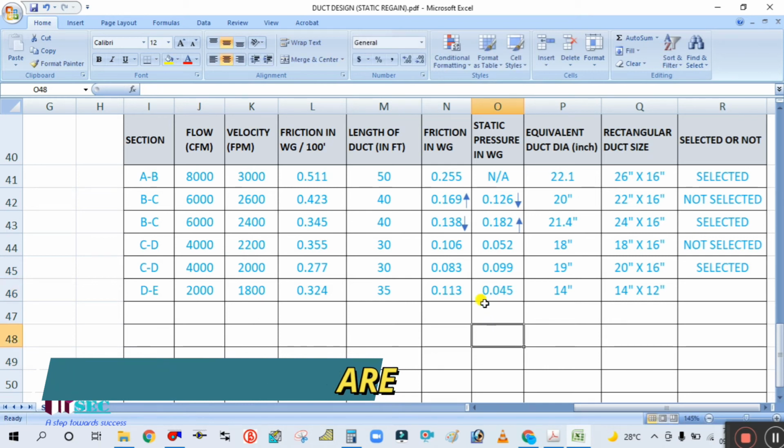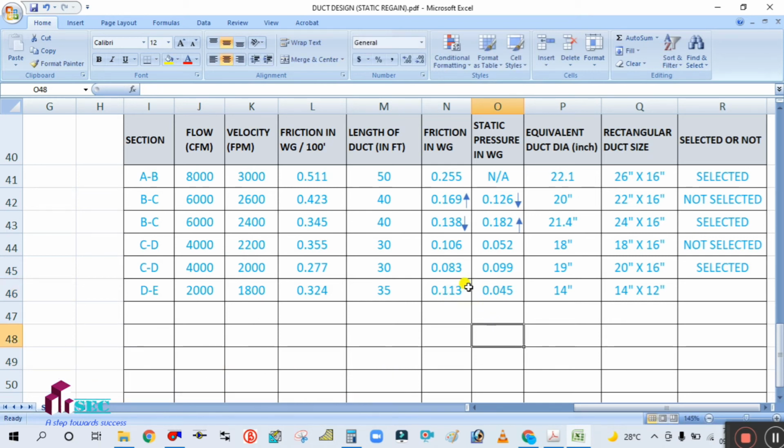0.045. That means this static pressure is less than the friction loss. Again, this duct is not accepted. So here the static pressure is less than the friction loss.